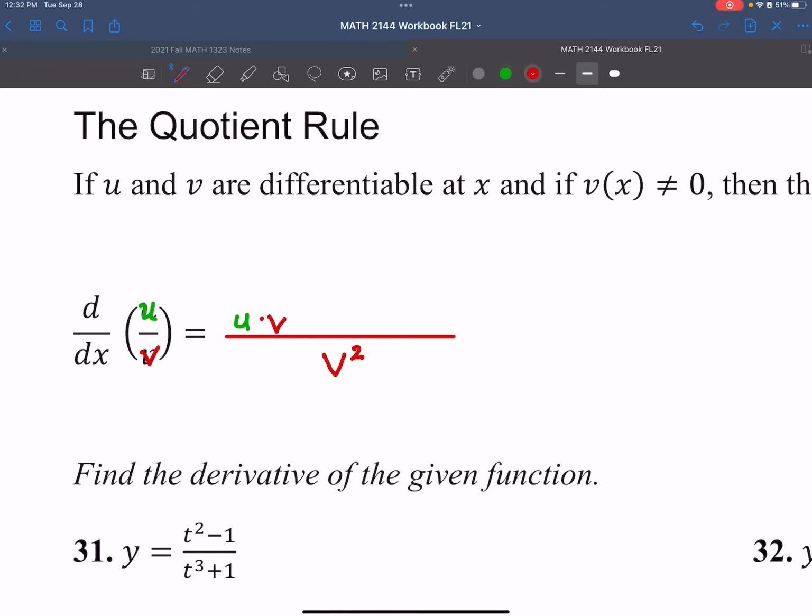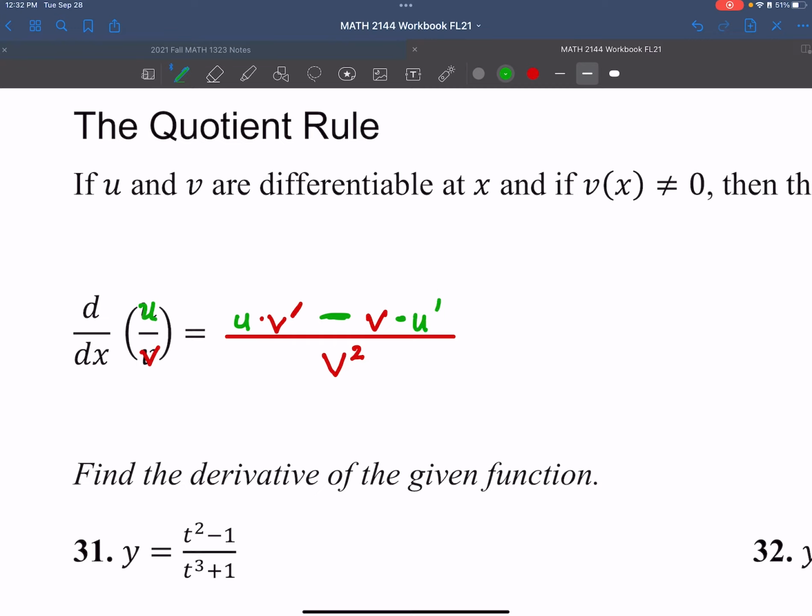Do you guys prefer prime or differential notation? Prime? All right. So I'm going to abuse notation a little bit. So it's going to be u times v prime minus v times u prime.